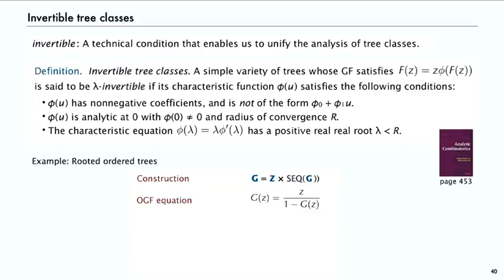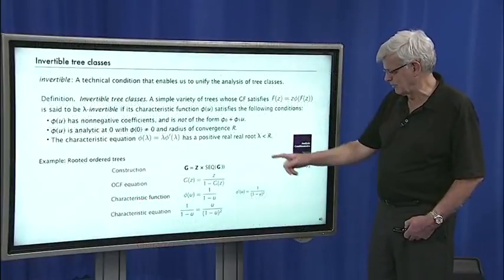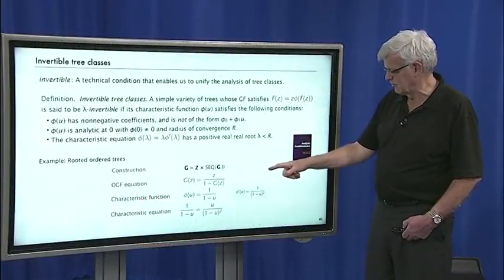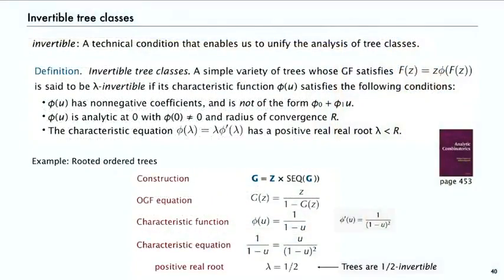The generating function is z over 1 minus g of z. So phi of u is 1 over 1 minus u. Phi prime of u is 1 over (1 minus u) squared. So the characteristic equation is this equal to lambda u times that. So 1 over 1 minus u equals u over (1 minus u) squared. And that's true for u equals 1/2. So the root of that equation is lambda equals 1/2.